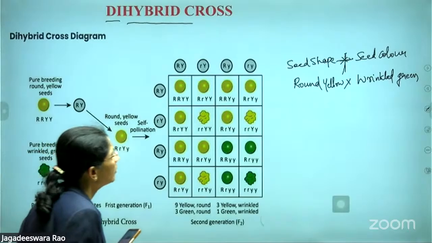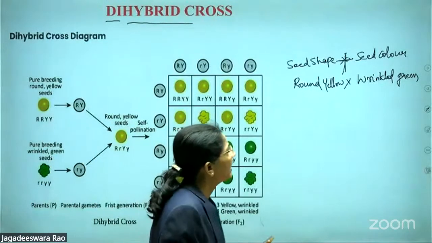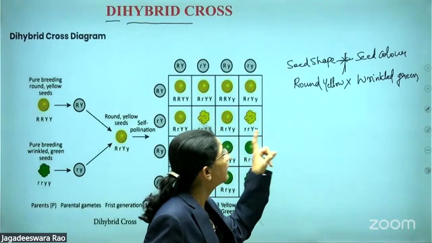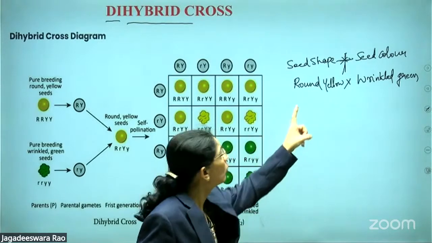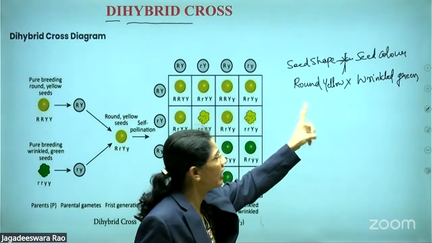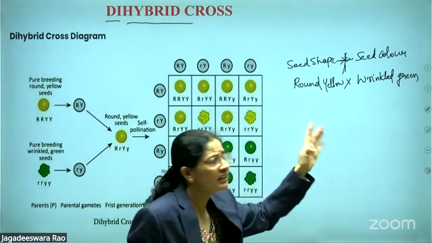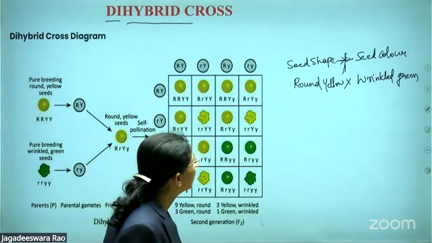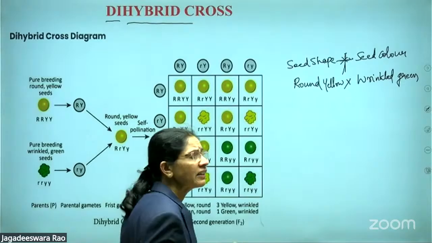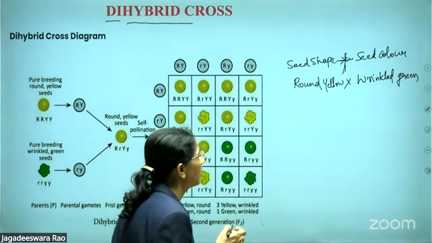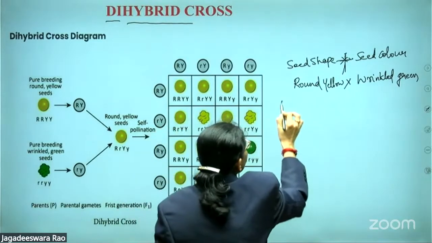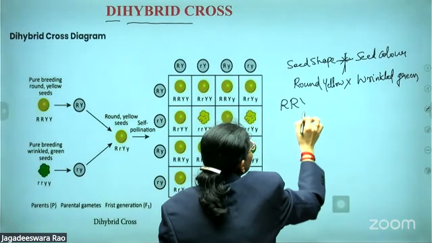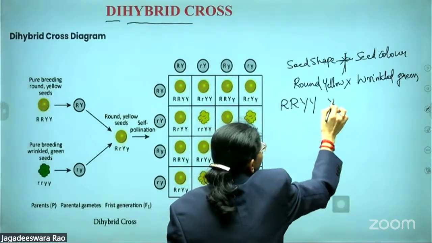Round seeded plant is crossed with wrinkled seeded plant. In the same plant, the round seeded plants will be having yellow color in it. Wrinkled seeded plants will be having a green color in it. Such characters are selected by Mendel for studying dihybrid cross. So roundness is shown by capital R, and yellowness is shown by capital Y.